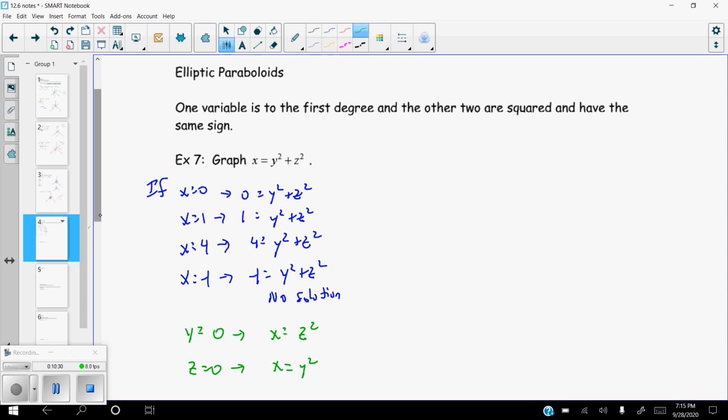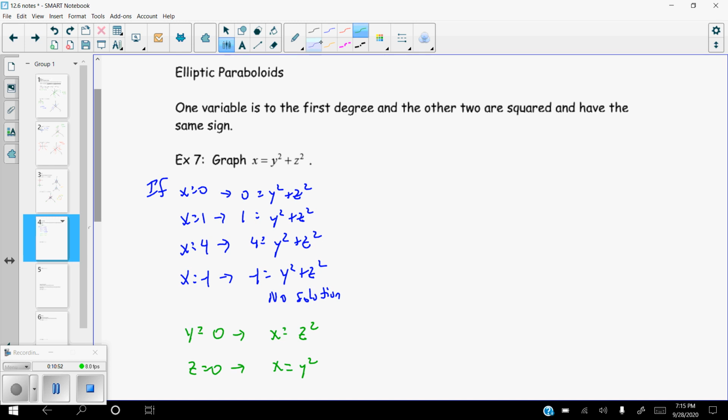The first part, where you let the variable with the first power be different numbers, those are your ellipses. In this case, they're all circles, but again, circles are ellipses. In the second part, for the traces, we let the squared parts be 0, and then you're going to get your parabolas. So you get an elliptic paraboloid.